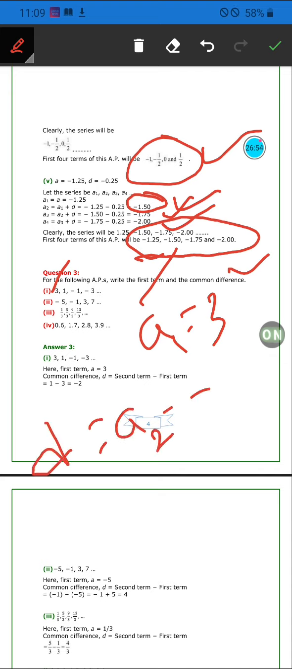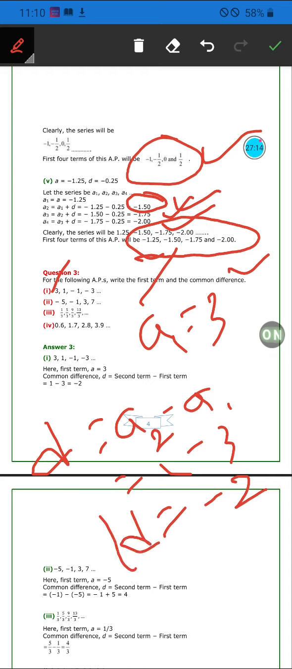Observe the first question. What is A2? 1. Okay. What is A1? 3. 1 minus 3, what is the difference? That is minus 2. So in the first question, A value is 3, and D value is minus 2. Okay. You can get the answer here also. A value is 3, common difference is minus 2.